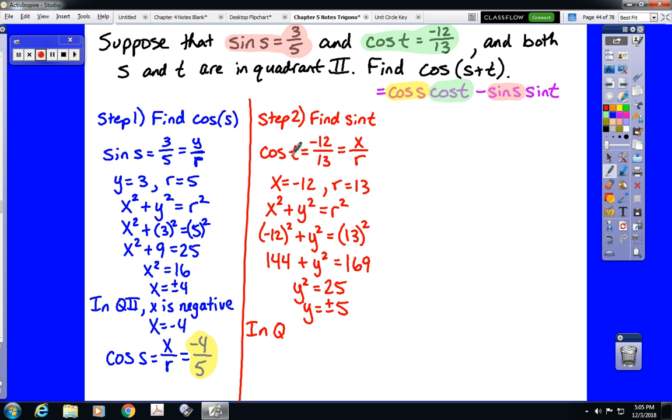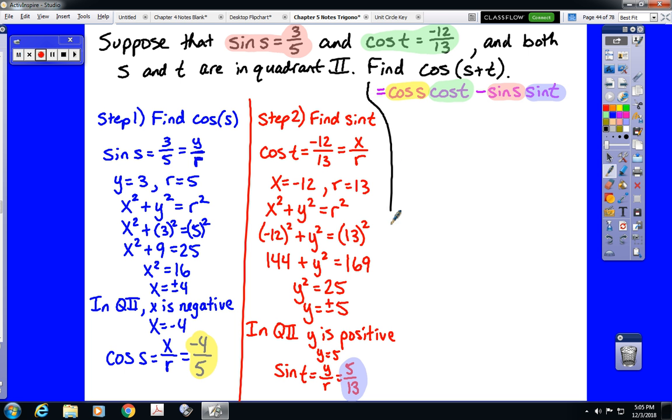Now again, we know that angle T is in quadrant 2. And in quadrant 2, y is positive. You don't believe me? Go back and look in your notes for chapters 1, 2, and 3 where we've built all that reference material. If y is positive, then y is 5, and the sine of angle T, which is y over r, would be 5 over 13. So we're going to plug in that value for sine of T, 5 over 13. So that is our next step.